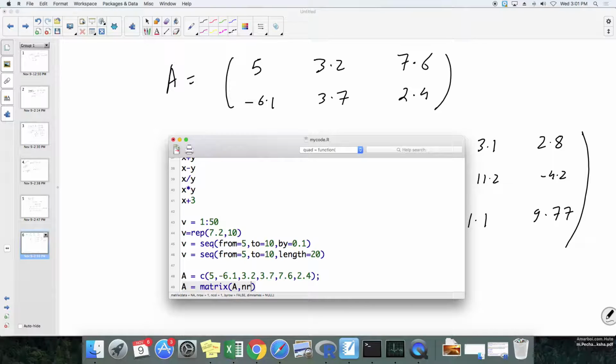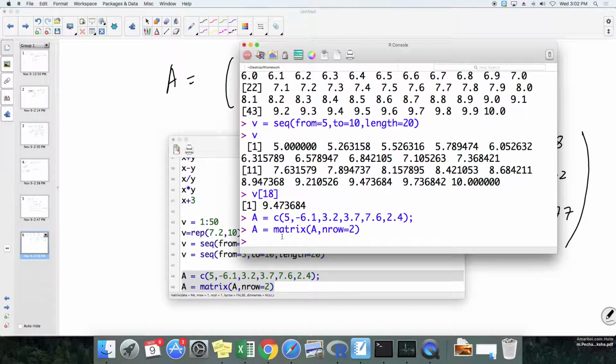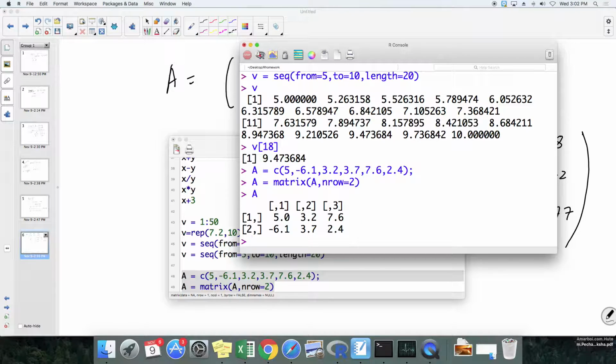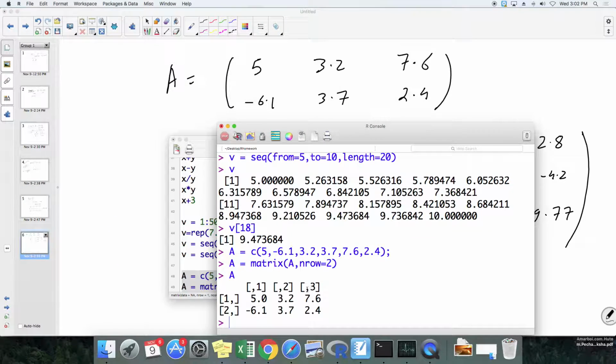with 2 rows. I don't have to tell it that it has 3 columns, because if it has 6 elements and 2 rows, that means the number of columns is 6 by 2, 3. So let me run this piece of code. So now A is the matrix which we wanted: 5, 3.2, 7.6, minus 6.1, 3.7, 2.4.